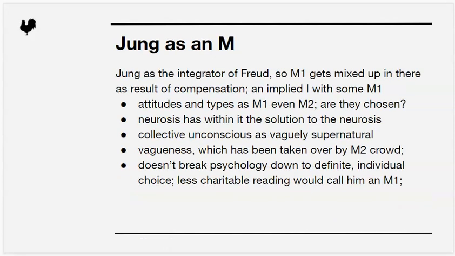And there's also a lot of instances of Jung as an M. There are a few of them. And I think this is basically because Jung was not as philosophical as he needed to be to be a total I psychologist. But he was an integrator of Freud. He did see how Freud was wrong. So there's some compensating M1 elements that I think get mixed up in there, as a result of the compensation.